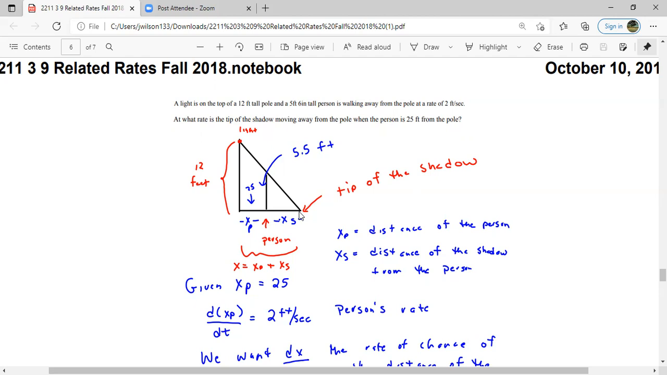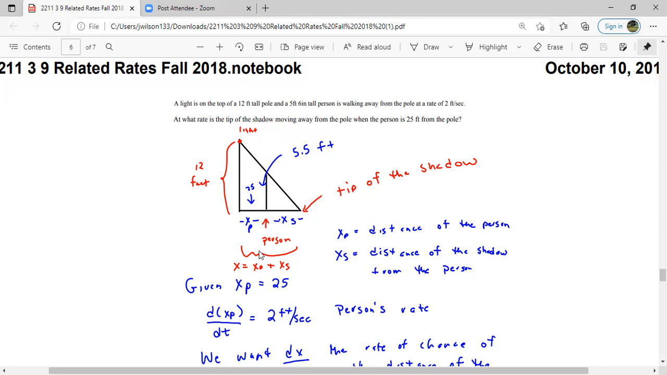So we've got 2 distances. One is the distance that the person has gone, and one is the distance that the shadow has gone at this point in time. XP is the distance of the person from the pole, and XS for shadow is the distance of the shadow from the pole. And this leg of the triangle going all the way out to the tip of the shadow, we can call it X, but it's XP plus XS.